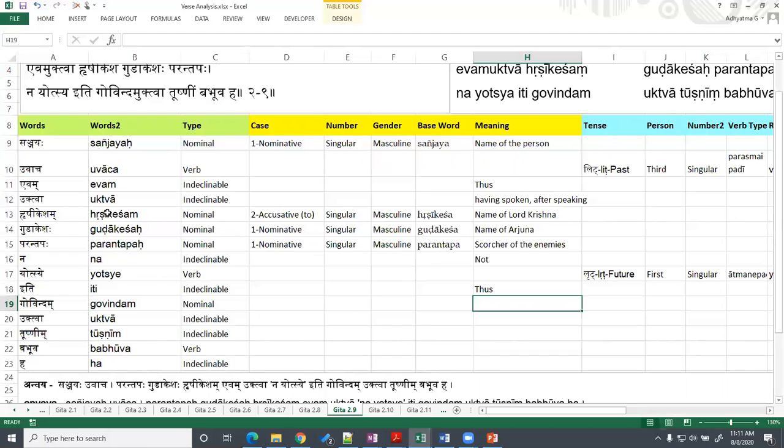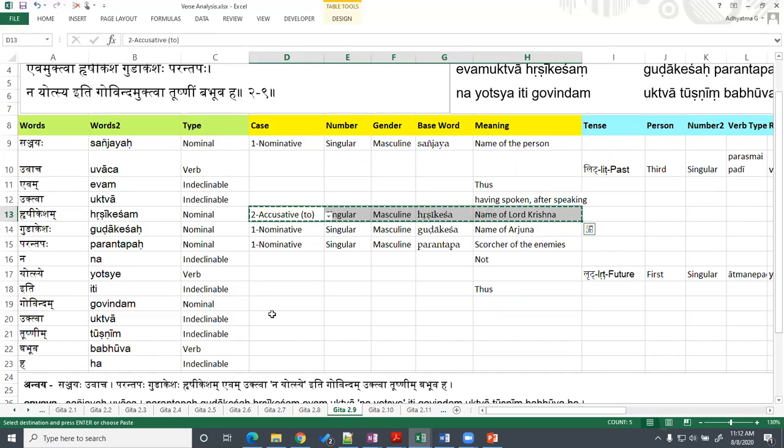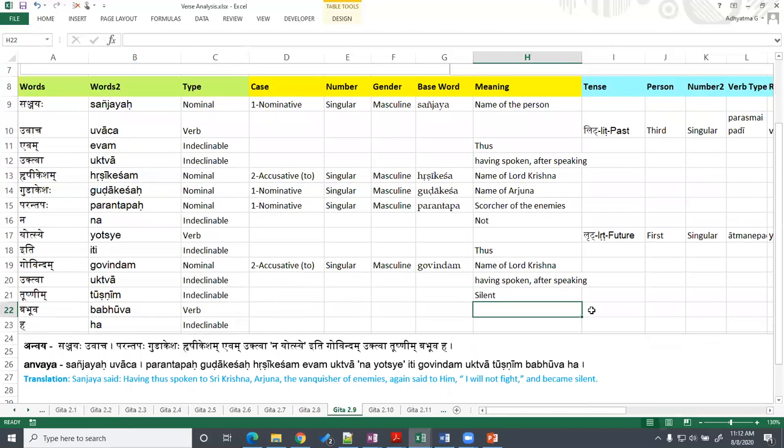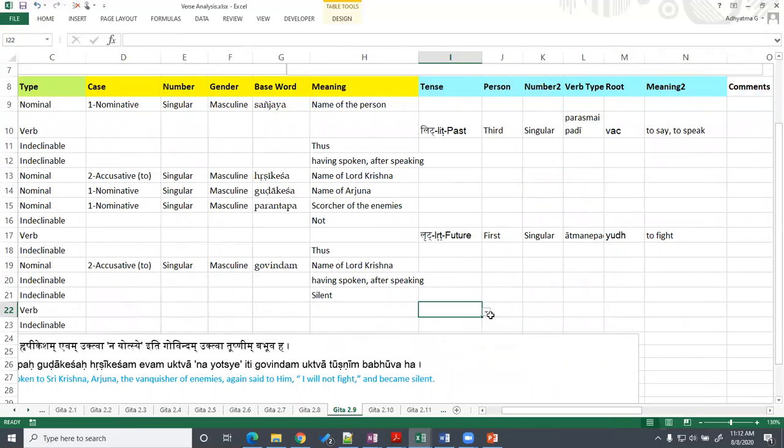Govindam. So this is the same as Hrishikesham. The form is exactly the same. And this is another name of Lord Krishna. Here the base word would be different, of course, but on the same pattern. Grammatically, they are equivalent words. Govindam, Hrishikesham. Uktva, we are again seeing this word here. It's an indeclinable. Tushnim is also indeclinable, means silent. Babhuva, it is a past tense. It's a lit lakara past tense. And it's a third person, singular, parasmaipadi.